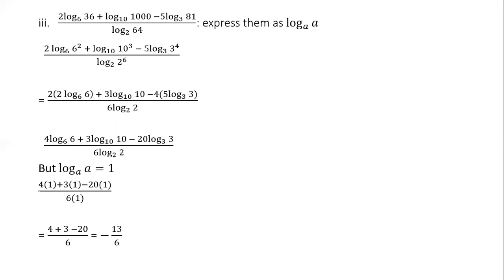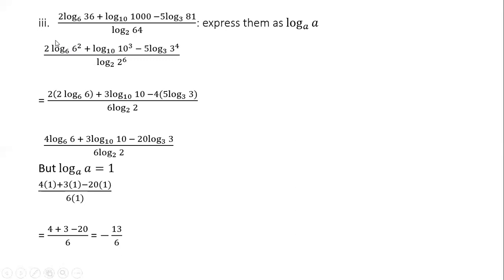So looking at the first term, 2 log base 6 of 36, we can express 36 as 6 power 2. We can express 1000 as 10 power 3. We can express 81 as 3 power 4. Therefore, we can express them as 2 log base 6 of 6 power 2 plus log base 10 of 10 power 3 minus 5 log base 3 of 3 power 4, all over log base 2 of 2 power 6. So again, we cannot apply log base A of A equals 1 to do our substitution. But before that, we have to apply the power law.